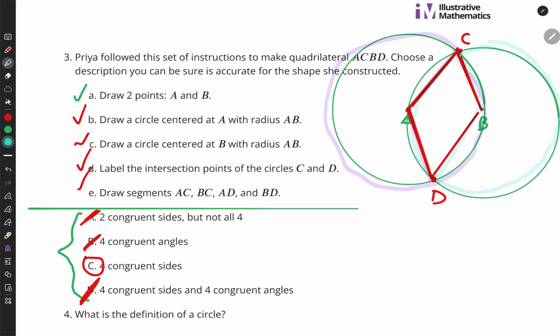But what we know about circles A and B is based on this part right here. It said circle with a radius AB, circle with a radius AB. They both have the radius of AB, meaning both of these circles are the exact same size.